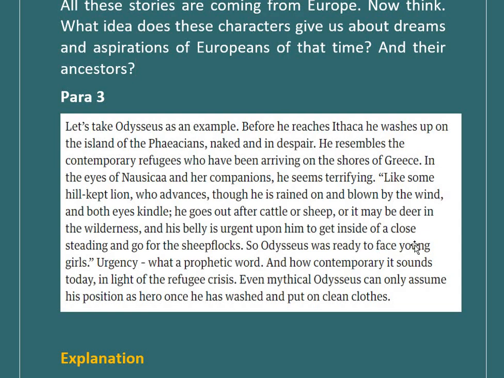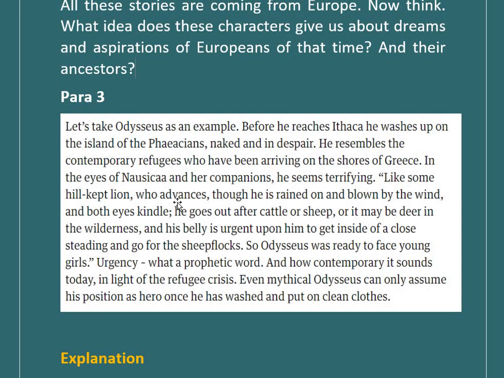So Odysseus was ready to face young girls. Urgency. What a prophetic word. Prophetic means something that is able to foresee the future. Urgency. How contemporary it sounds today in the light of the refugee crisis. Even mythical Odysseus can only assume his position as hero once he has washed and put on his clothes. See, this paragraph describes Odysseus and his similarity with the modern refugees.